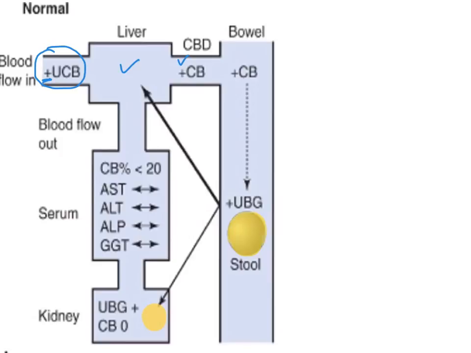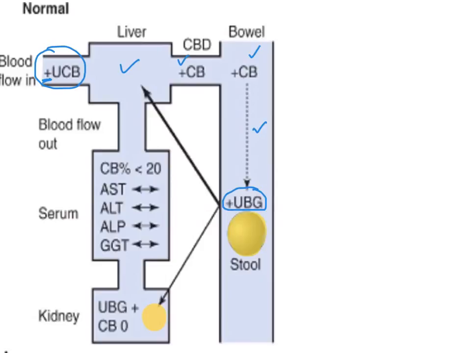Now this 1 plus conjugated bilirubin gets into the intestine, especially in the terminal part of the ileum and also in the proximal part of the colon. The bacteria which are synthesizing beta-glucuronidase enzymes, these beta-glucuronidase enzymes are going to deconjugate conjugated bilirubin, converting it into unconjugated bilirubin, and furthermore unconjugated bilirubin will be converted to urobilinogen. So you see 1 plus urobilinogen.